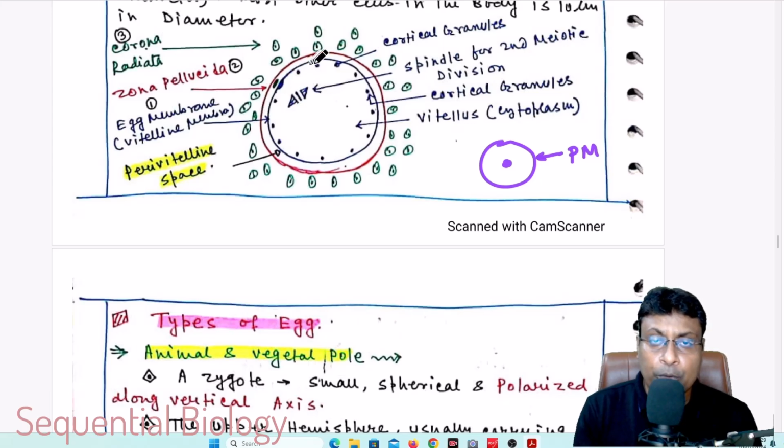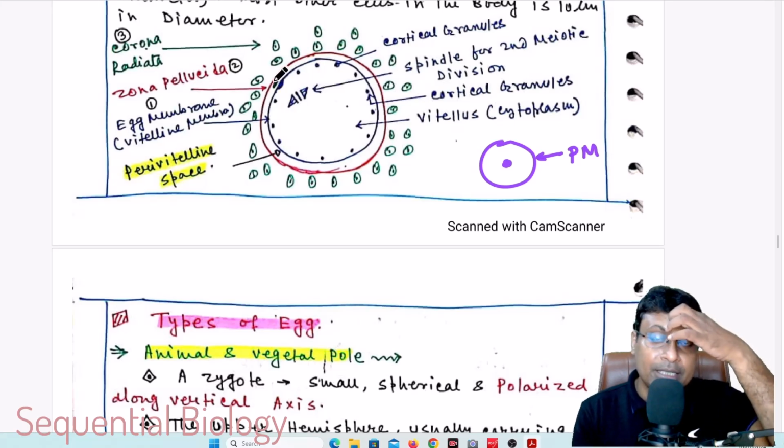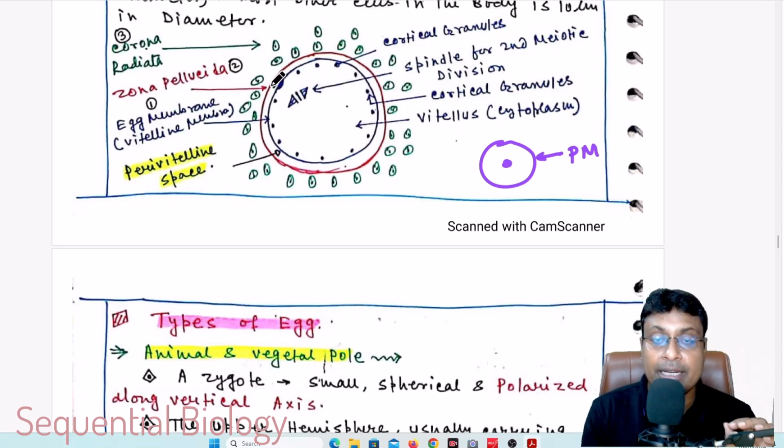And the protoplasm or the cytoplasm is surrounded by a membrane, just like any other type of cell. Since it is a cell, there must be an egg membrane or plasma membrane. But this egg membrane or plasma membrane is usually known as the vitelline membrane. Just outside of this vitelline membrane, there is another membrane known as the zona pellucida. In between the vitelline membrane and the zona pellucida, there is a space known as the perivitelline space. In this perivitelline space, the first polar body is present. The first polar body resides in this perivitelline space.